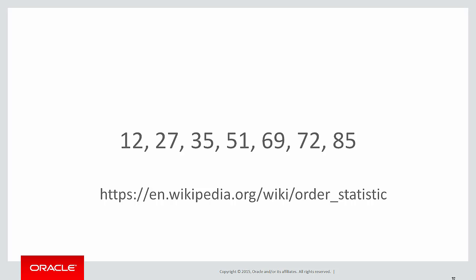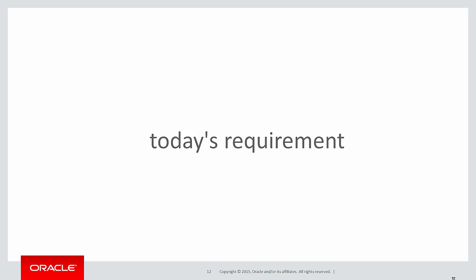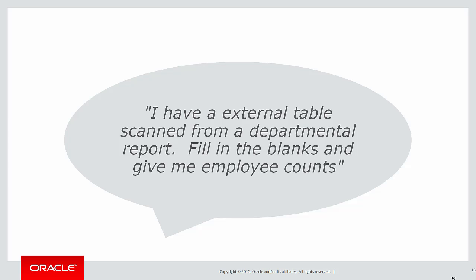The reason that was useful is if we look at things like the order statistic wiki page, we can see that often when we're dealing with a sample of numbers, it's useful to remove the outlying numbers and then perform analysis on that. And that's where nth value might come in handy. Today's requirement is what happens when we get nulls in there. So let's look at this example.